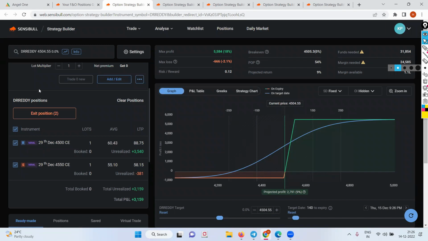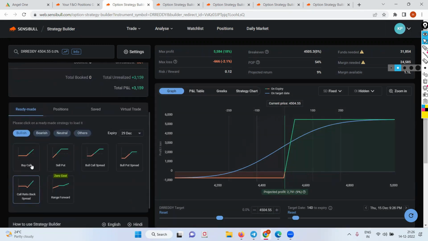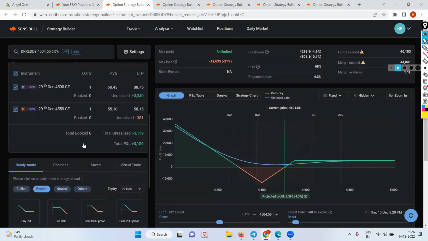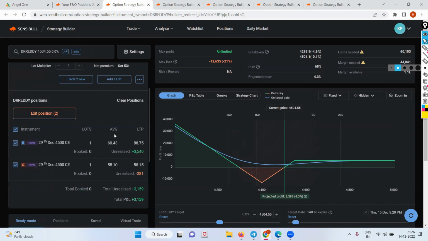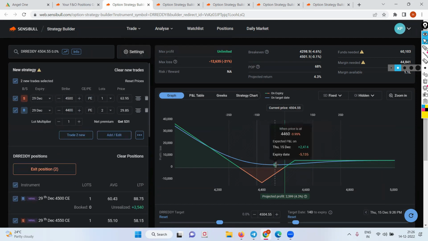Now let me reset. I said this is going to be rapid fire. Now let me take you to bearish and deploy a put back ratio spread. What will happen? That's it. This is how I do it. Now, on top of my debit spread, I've deployed a put back ratio spread. Simple, guys. Now check your profit. Your profit shows unlimited.